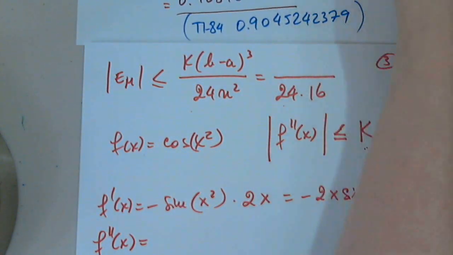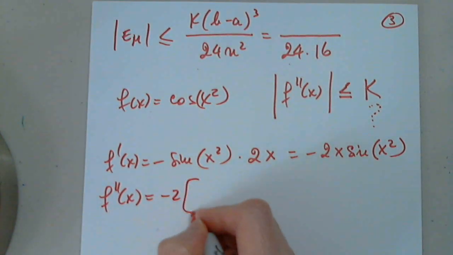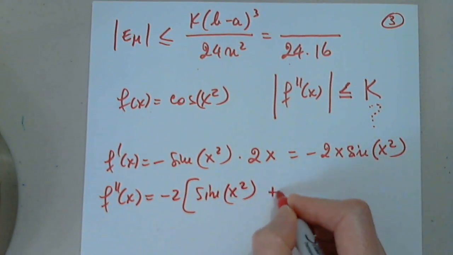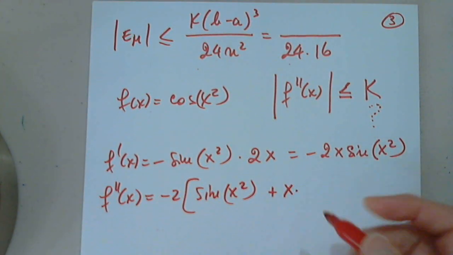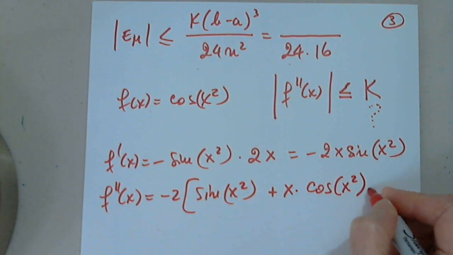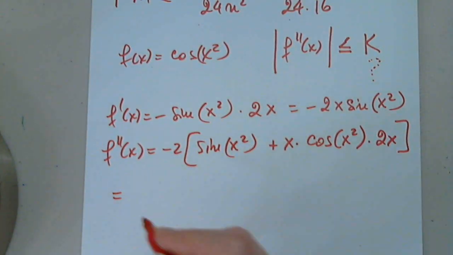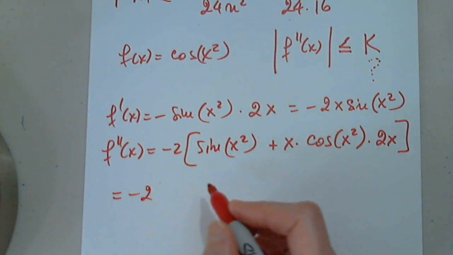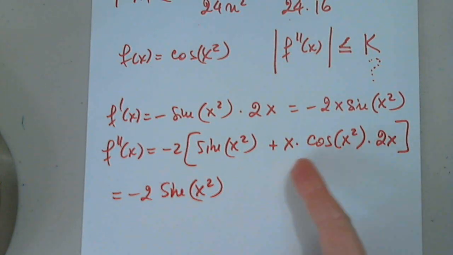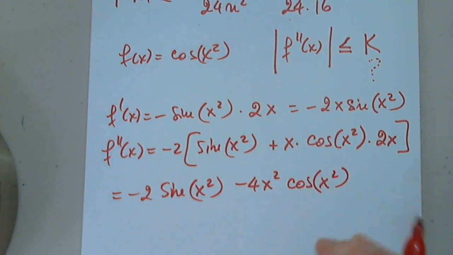Careful now, because now we are using the product rule. We can leave negative 2 outside. The first function prime is 1 times the second function plus the first function times the second function prime. When I differentiate sine, I get cosine of x squared times the inner function prime, which is 2x. Let's try and simplify this a little bit. So we have negative 2 sine x squared, and this is 2x times x, 2x squared times negative 2, minus 4x squared cosine x squared.